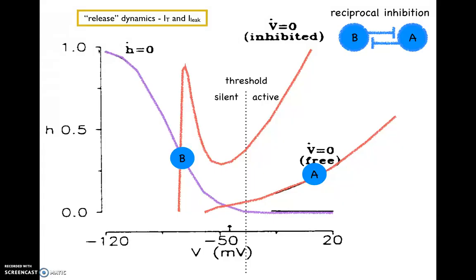In the previous case of nullclines that looked like the Morris-Lecar model, the gating variable W was an outward current, and so the inhibited nullcline was below the free nullcline. But here H is the gating variable for an inward current, so the inhibited nullcline is above the free nullcline.